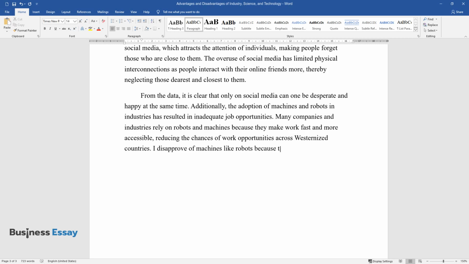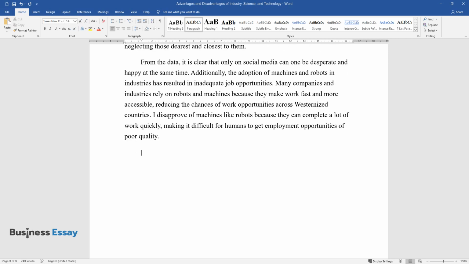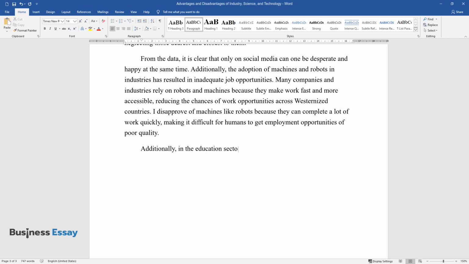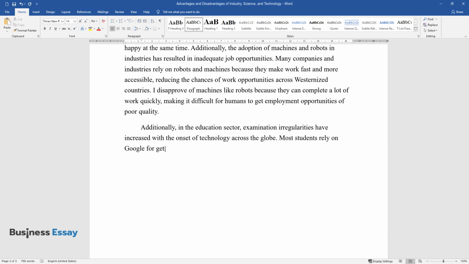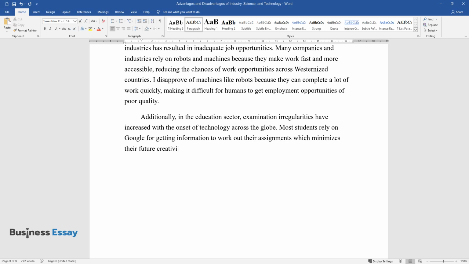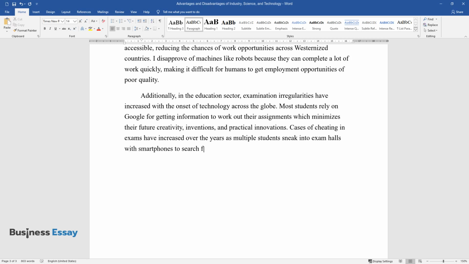I disapprove of machines like robots because they can complete a lot of work quickly, making it difficult for humans to get employment opportunities of good quality. Additionally, in the education sector, examination irregularities have increased with the onset of technology across the globe. Most students rely on Google for getting information to work out their assignments, which minimizes their future creativity, inventions, and practical innovations. Cases of cheating in exams have increased over the years as multiple students sneak into exam halls with smartphones to search for the examinations asked in the examination papers.